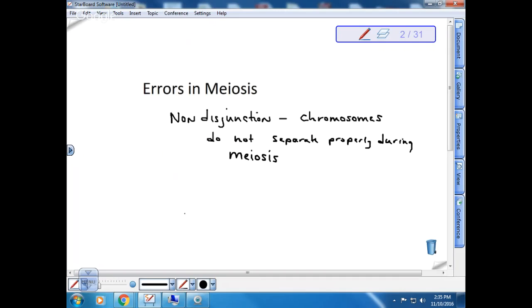Now, if they do not separate normally, this can lead to a phenomenon that is called aneuploidy. Right? So if you break this word down, A-N means without. They just put an N in there. A always means without. They just put an N in there because there's an E here. U means good, and ploidy means copy. So this is without a good copy, right? Or a good number. Ploidy could be the number, right?